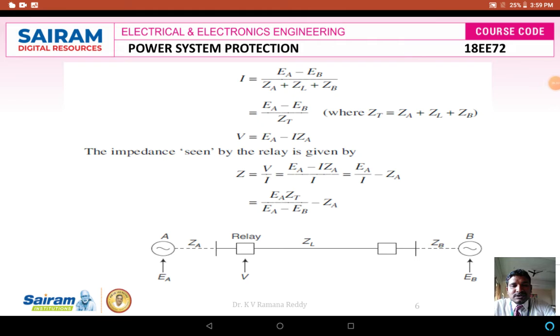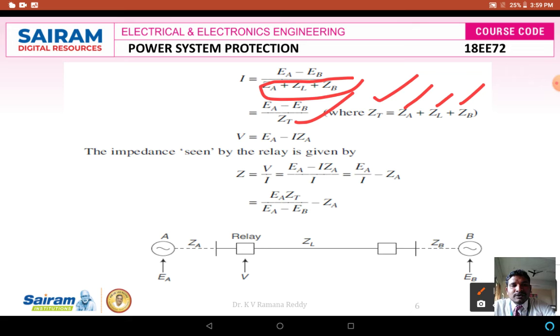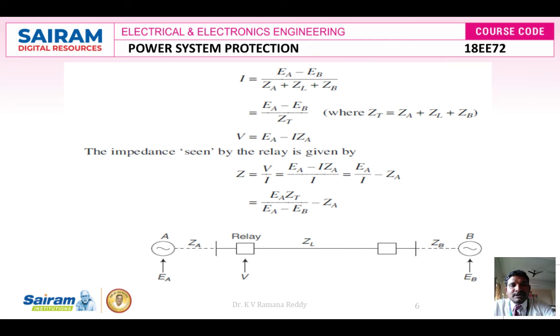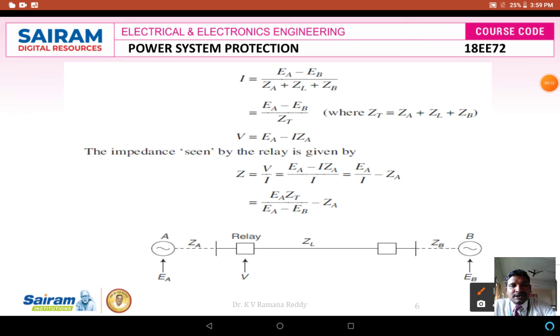Suppose the overall impedance of the transmission line is ZT, which is the sum of ZA plus ZL plus ZB. I can replace ZA plus ZL plus ZB with ZT. Therefore we get the formula. If I move ZT to the left hand side, I into ZT becomes EA minus EB. Therefore V is equal to EA minus I into ZA.